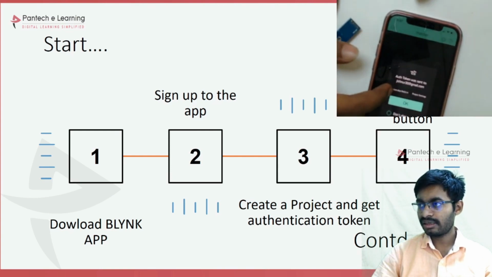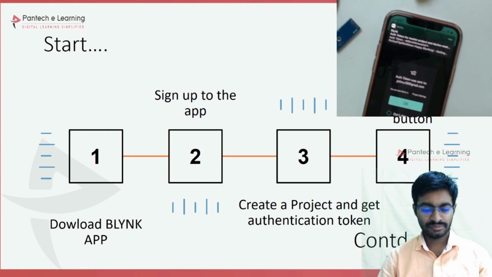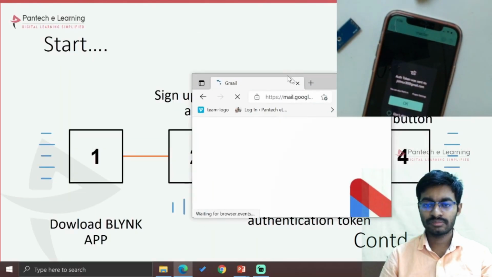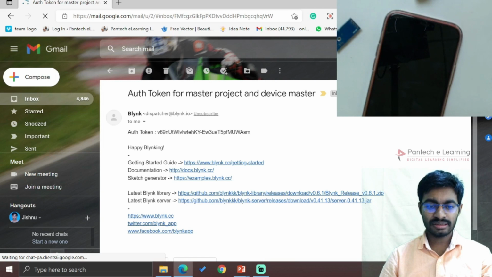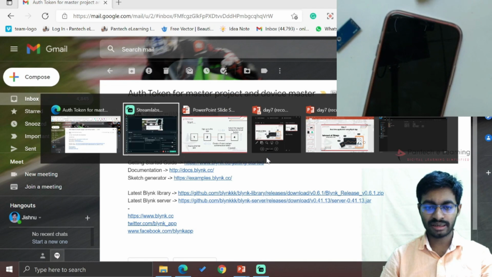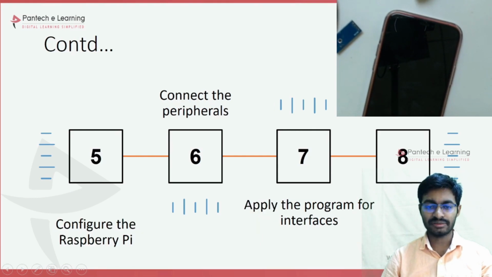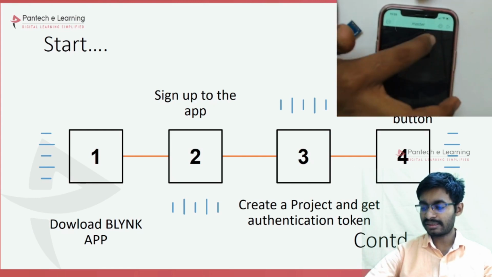The authentication has been sent to the respective mail ID, and I have received a mail. Now let us log in and check the mail. I have received it. Now the authentication token. This is the most important token here. Now let us move on to the next step. We have created the project and we have got the token. Now we have to select the required hardware as well as the virtual buttons for our complete application. My project name is master.